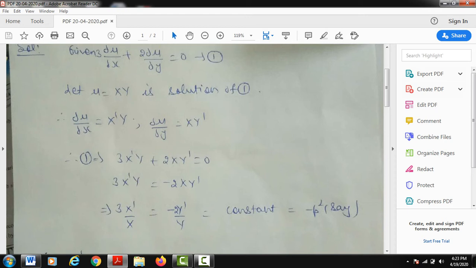Now I will put these values in equation number 1. If I put this, I will get 3X'Y + 2XY' = 0. Now what will I do? I will separate the variables. So this will be 3X'Y = -2XY'. For separating the variables, I will divide both sides by XY. So it will be 3X'/X = -2Y'/Y = some constant, let us say.